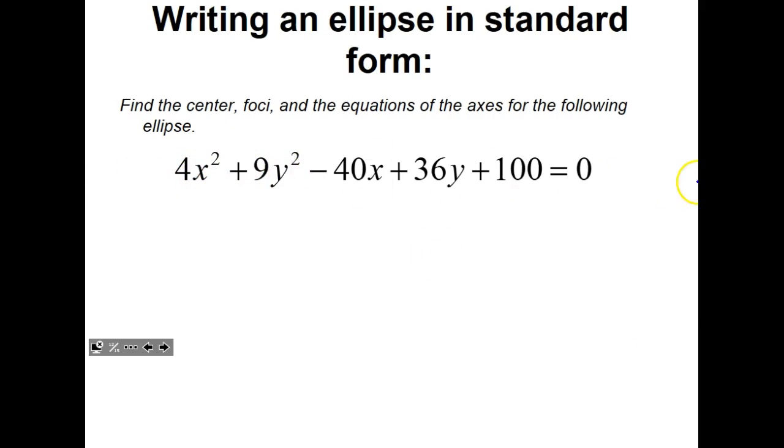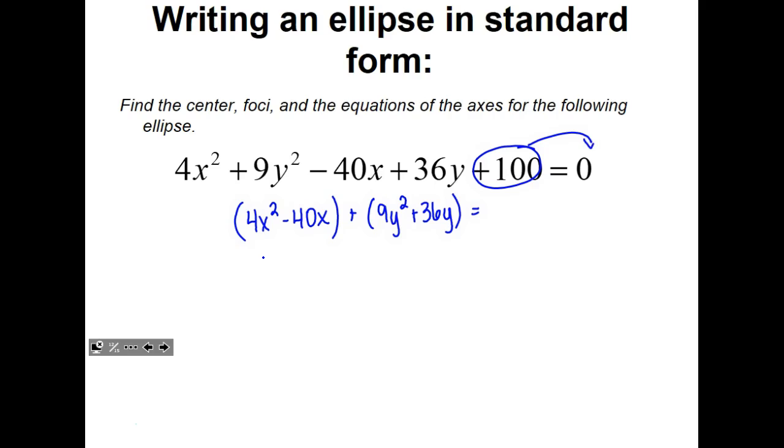If we divide everything by 4, it'd fix our problem with our x's, but it'd make our problem with our y's worse because we'd have 9/4 here. So we're going to have to do this a little bit differently. We're going to go ahead and group our x's and y's together. So we're going to have 4x squared minus 40x plus 9y squared plus 36y. And that will equal, we're going to take this 100 and send it over to the other side, equals -100.